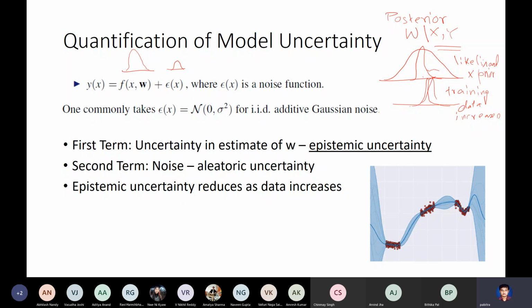So the total uncertainty in y is the sum of the uncertainty of the first term due to the uncertainty in w, and the second term because of the noise. The first term is called the epistemic uncertainty, whereas the second term is called the aleatoric uncertainty. Note that the uncertainty in the first term will keep on reducing as you get more data, and after infinite data it will become a single point. So the epistemic uncertainty goes on reducing as you increase the data.